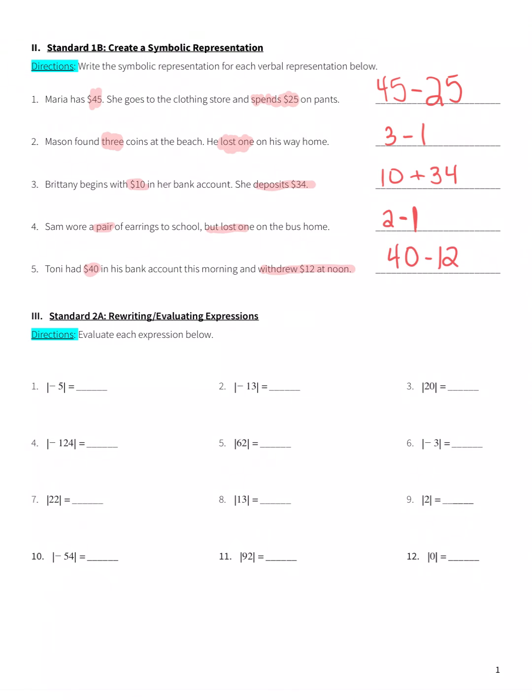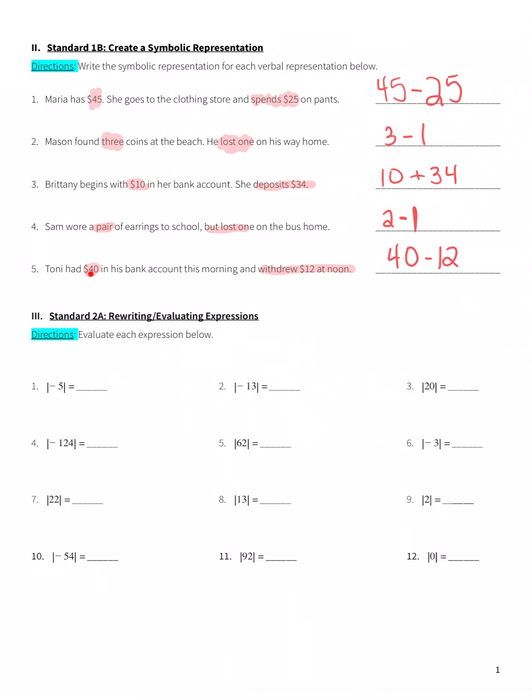Okay, hopefully you tried these on your own and you got the same answer as me. Brittany starts with 10. Deposits, if you're depositing, you're putting money in, that's an increase. So that would be addition. 10 plus 34. Sam wore a pair of earrings. If you have a pair of earrings, that's 2 earrings. So you start with 2 and then lost 1. When you lose something, that's a decrease. So that's minus 1.